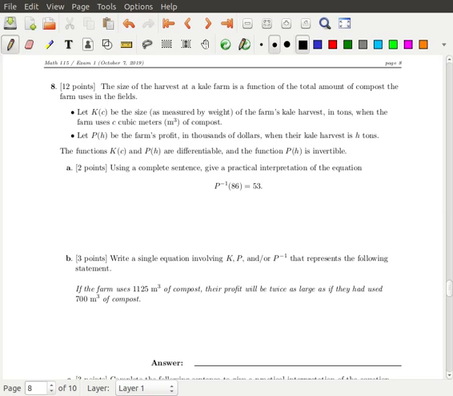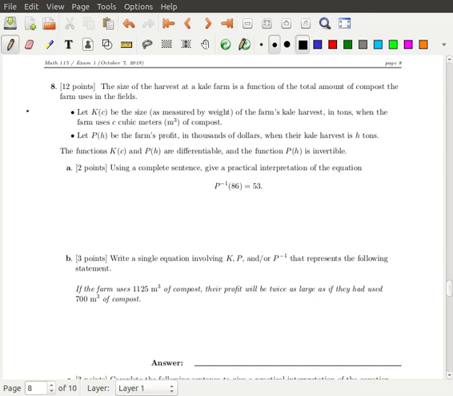We're down to 3 more problems. Problem 8 is about interpreting equations, and especially interpreting equations involving derivatives. Here we go. The size of a harvest at a kale farm is a function of the total amount of compost the farm uses in the fields. Let K of C be the size measured by weight of the farm's kale harvest in tons when it uses C cubic meters of compost.